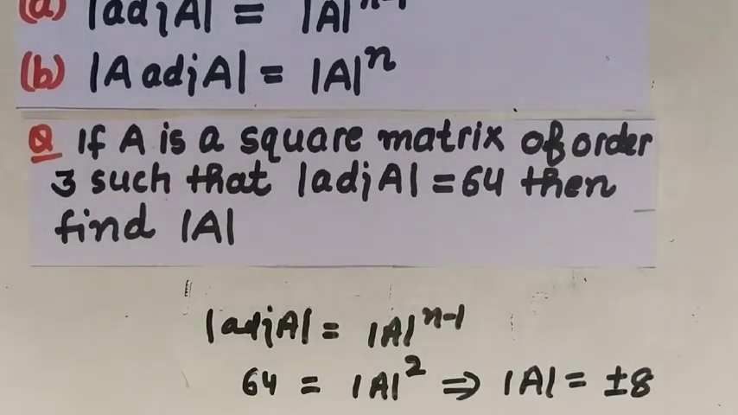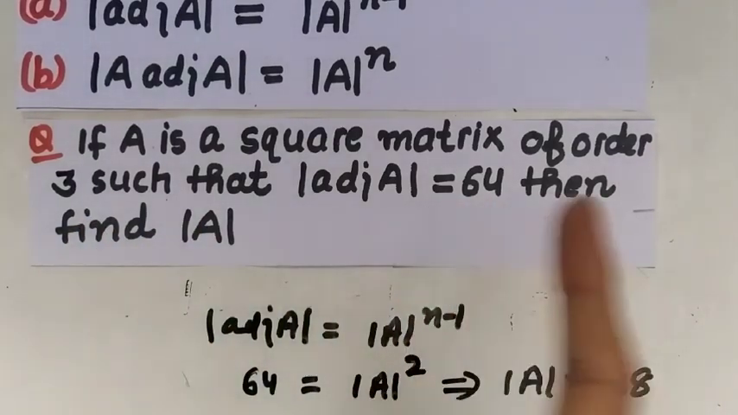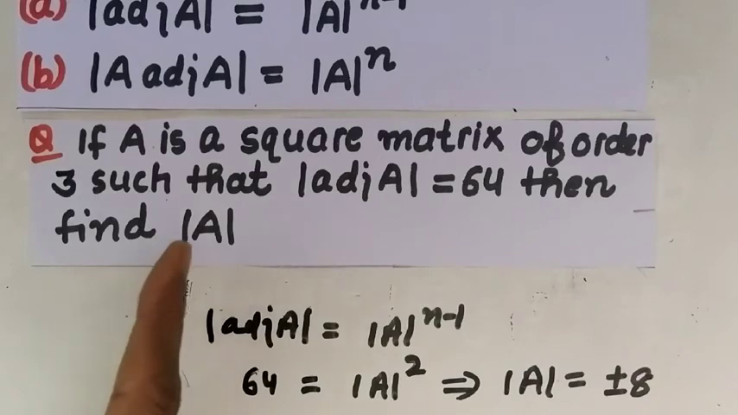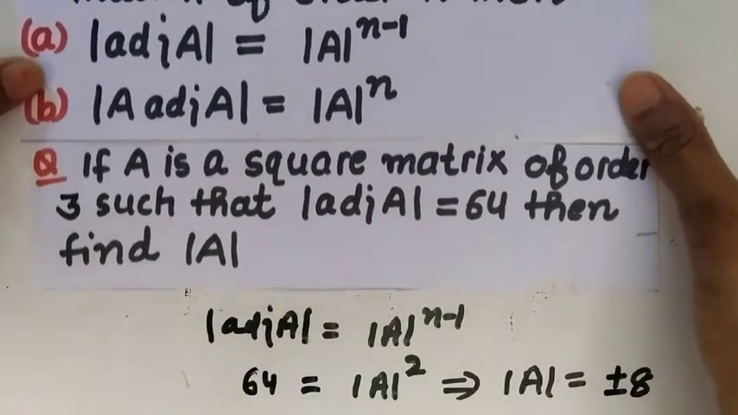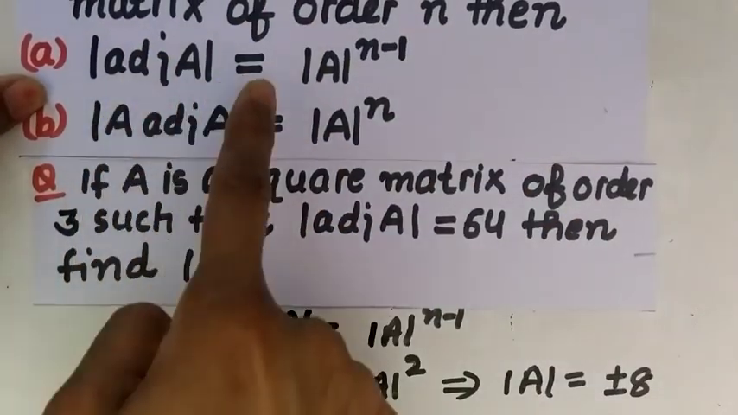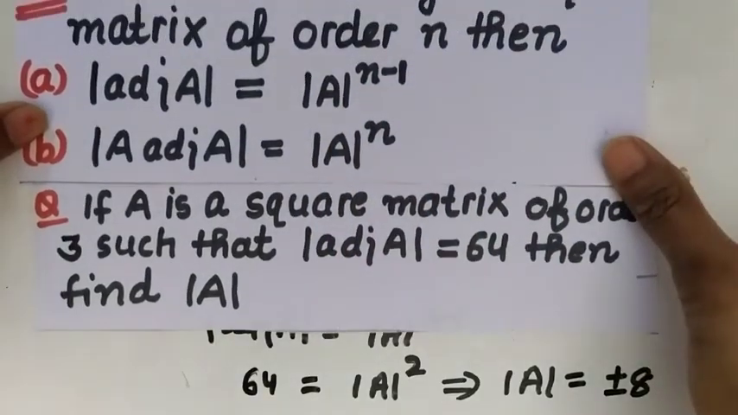So determinant of A will be plus minus 8. In this question it was given determinant of adjoint of A is equal to 64, and we have to find determinant of A. So we will use our first property, that is determinant of adjoint of A is equal to determinant of A whole raised to power n minus 1.